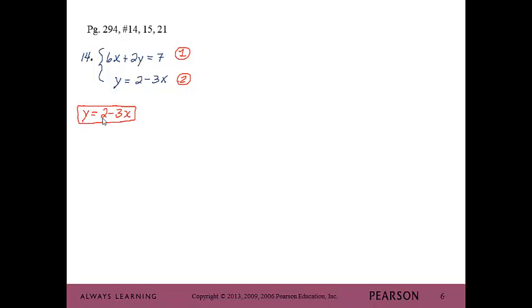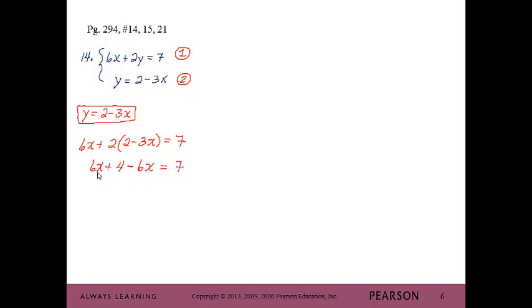So now we're going to take this and plug it into the first equation. So everywhere you see a y, put in your 2 minus 3x. So we're going to have 6x plus 2 times 2 minus 3x equals 7. And now we're going to solve this equation for x. So we're going to have 6x plus 4 minus 6x equals 7.